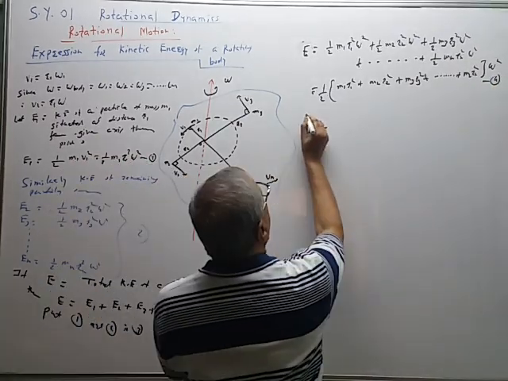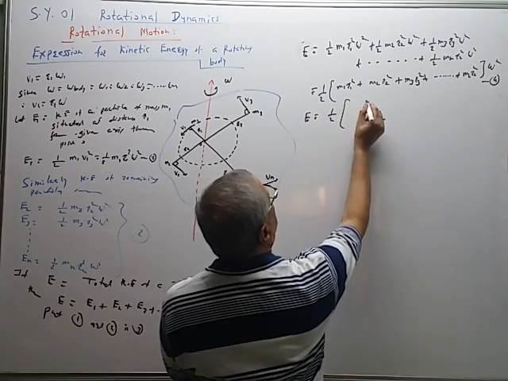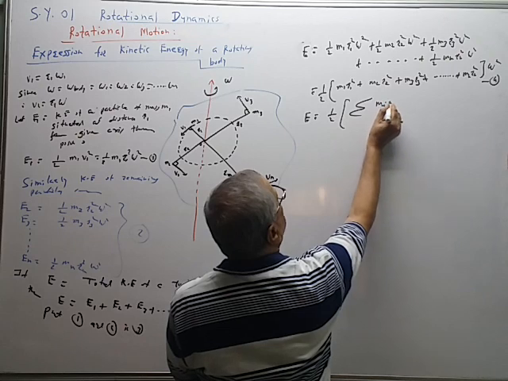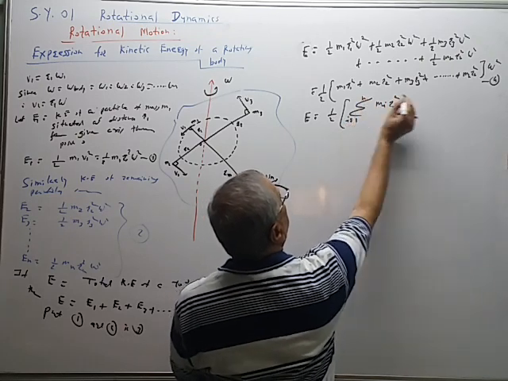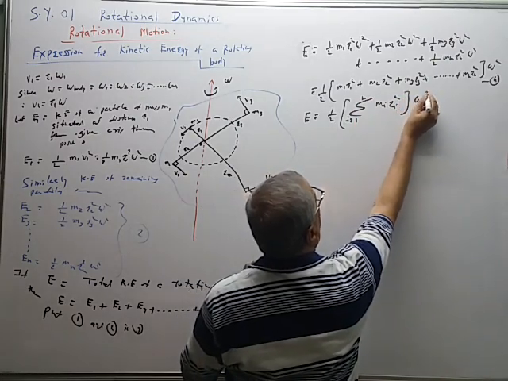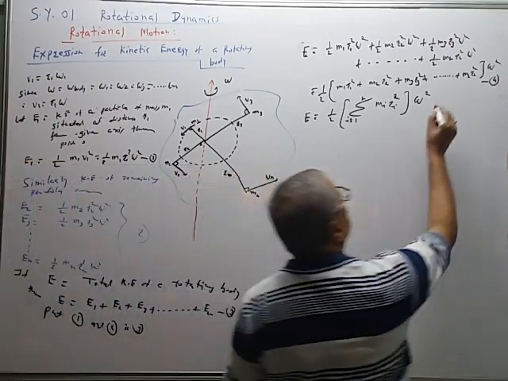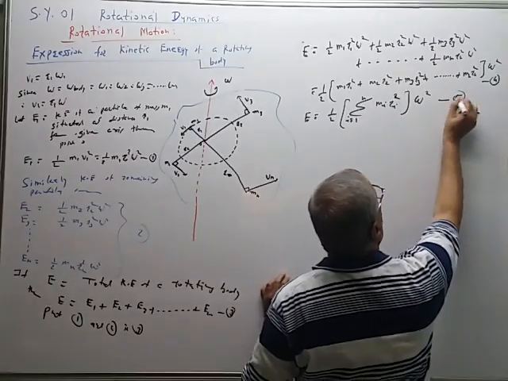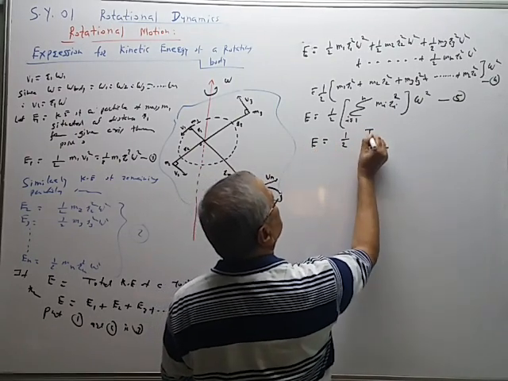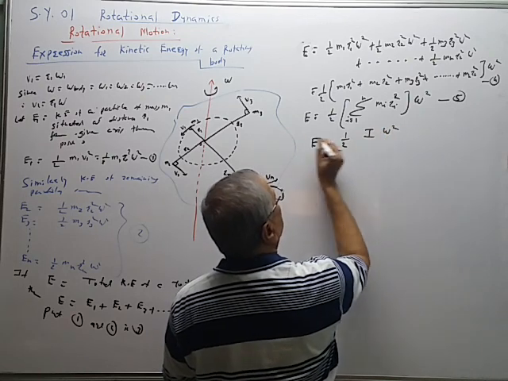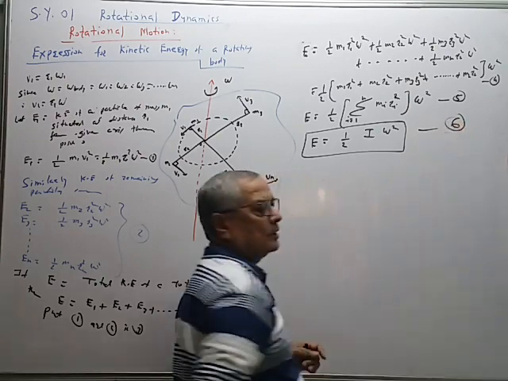So E, by using summation notation, can be written as 1/2 summation of mi ri square, i varying from the first particle to the nth particle, into omega square, where omega is the angular velocity of the whole body. Say this is equation 5, and therefore E is equal to 1/2 I omega square, where this quantity is replaced by I. So the kinetic energy of the rotating body is given by this equation 6.